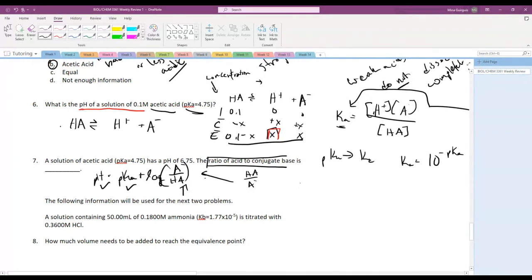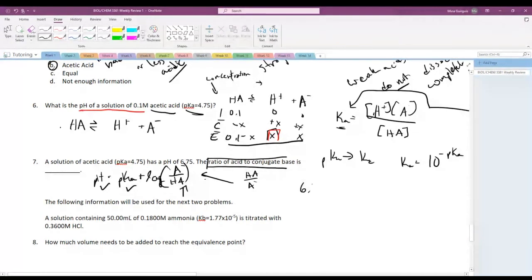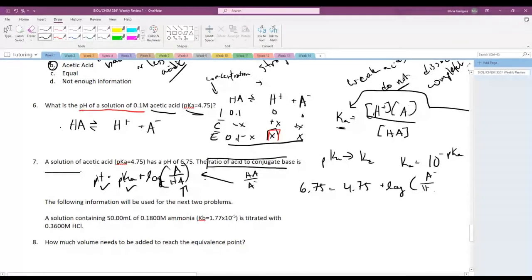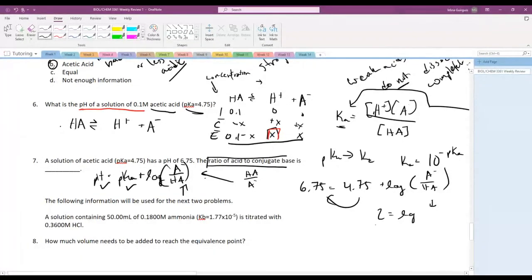And then we're just one step away from solving this. So the way that I would set this up is 6.75 equals 4.75 plus log of A minus over HA. Okay, subtract this. 2 equals the log of this thing.